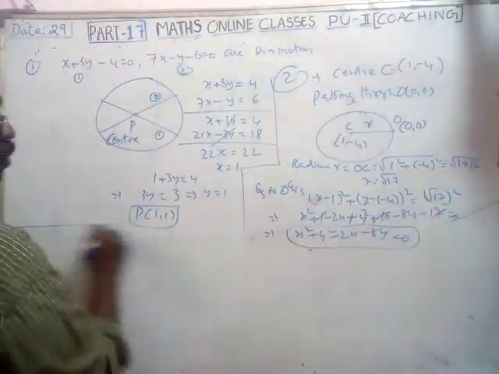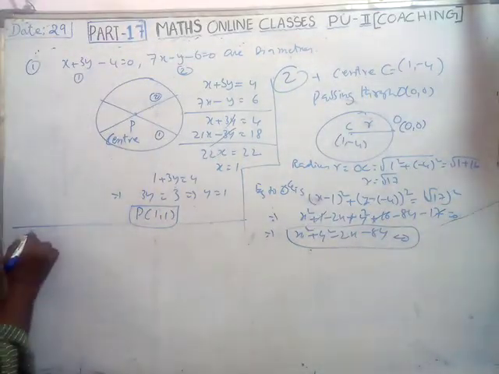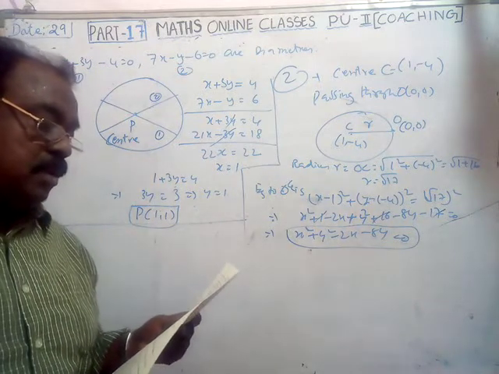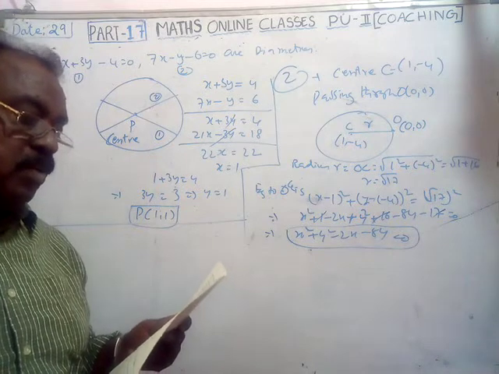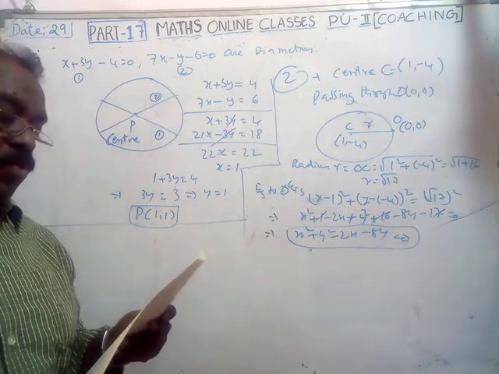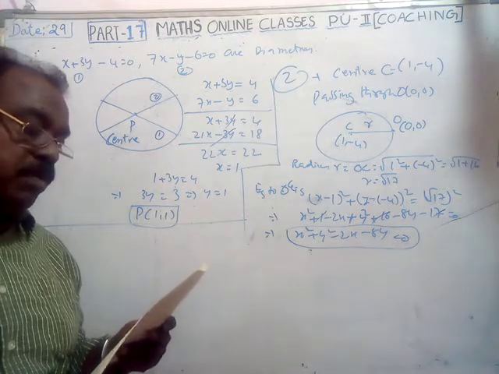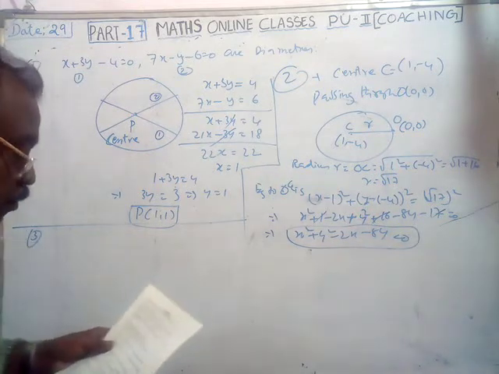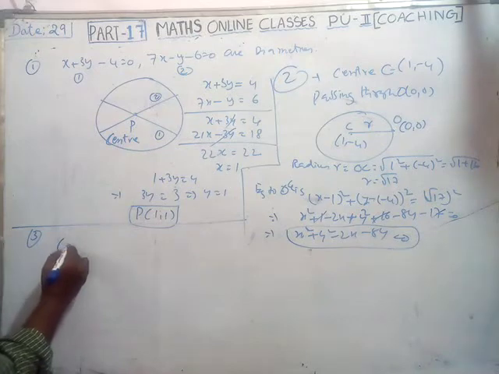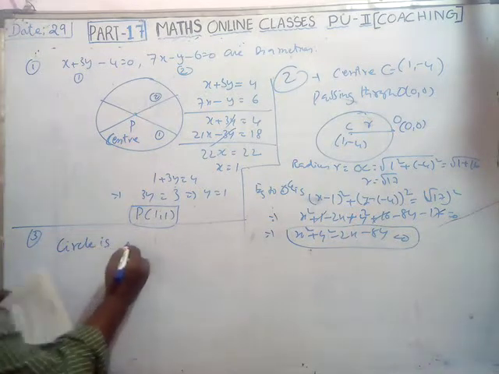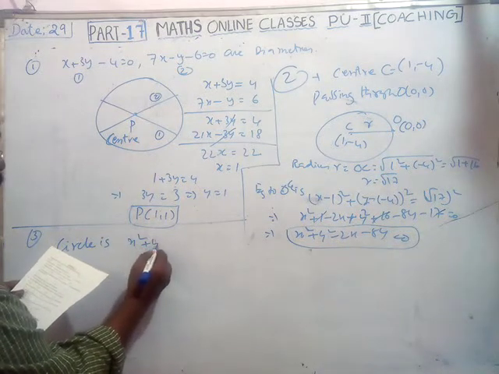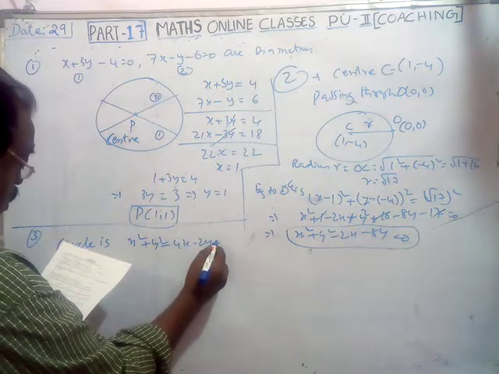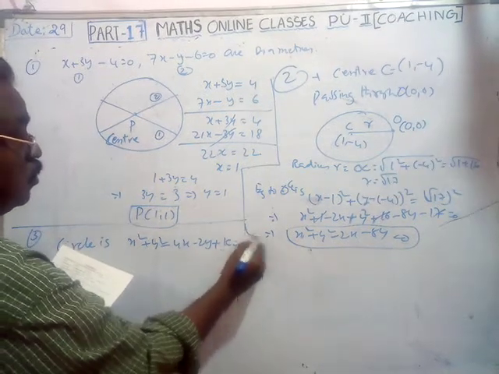Next, we'll go to the next problem. It is the third one. If the area of the circle is 25 pi square centimeters, then find the value of k. We are given the circle x square plus y square minus 4x minus 2y plus k is equal to 0 now.